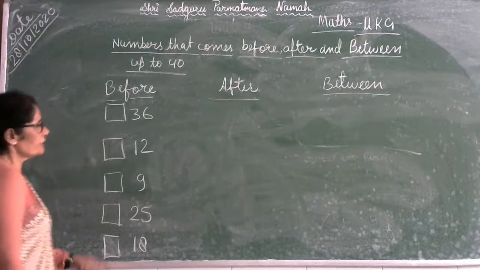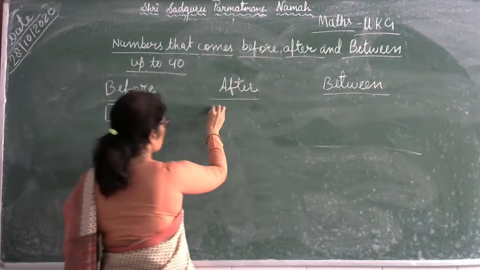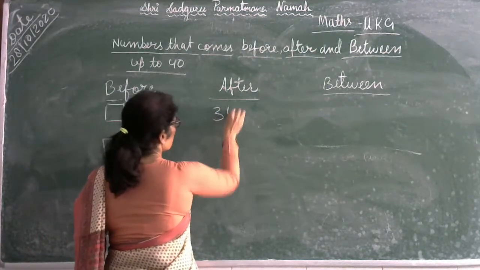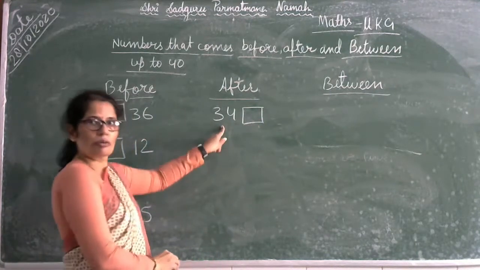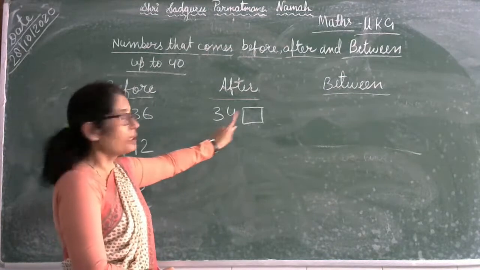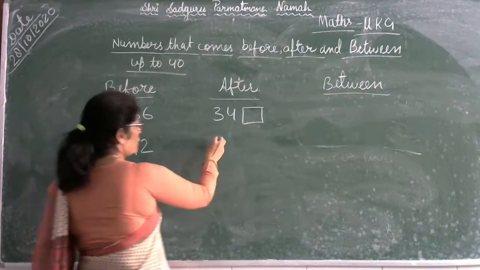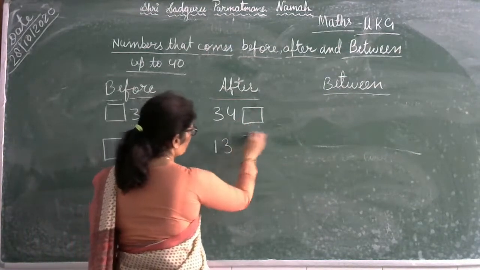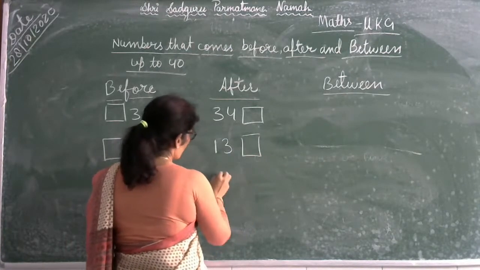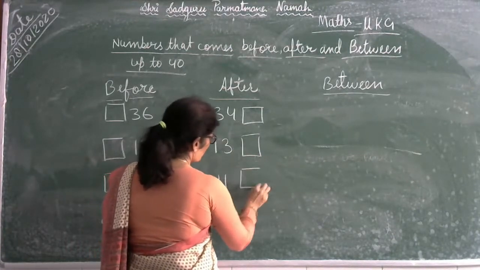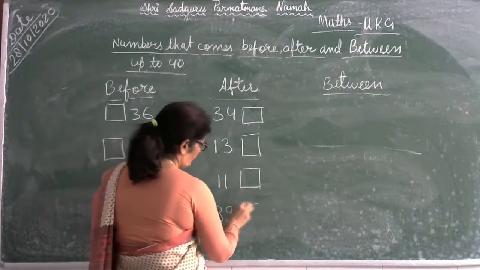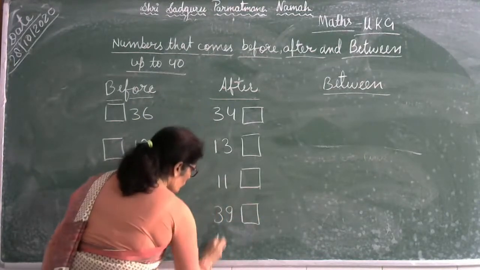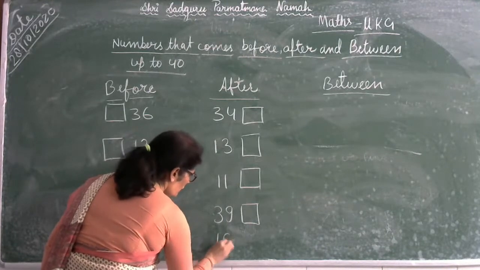So students, you can see, and here I am making the blank after the number. Here we have to write the number that comes just after 34 and 13, 11, 39 and 19.